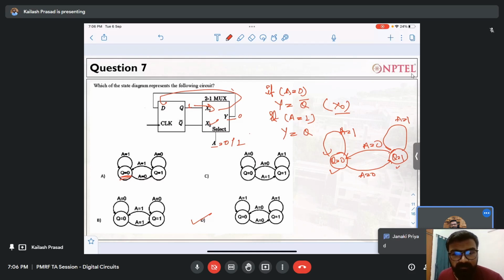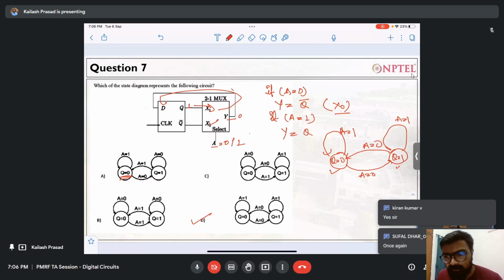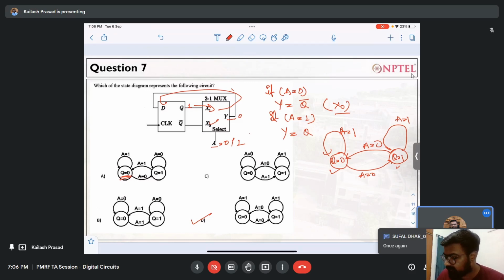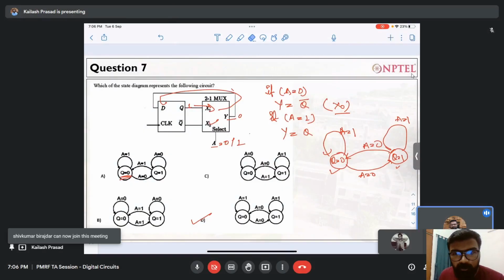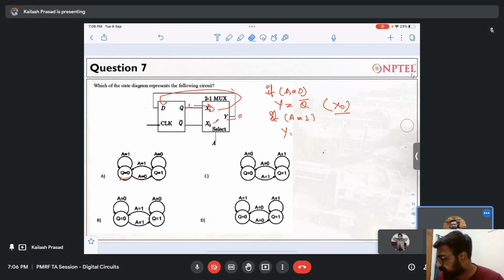Students, this was the first question on state machine today. Okay. Once again, Sufal is saying, what about other students? I will repeat, don't worry. Because if you understand this, I will move ahead. We have follow-up questions on state machine. So you should understand how the state machine has been made. So what I will do, I will just quickly do it for you.